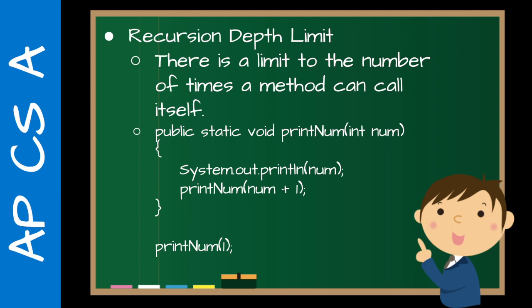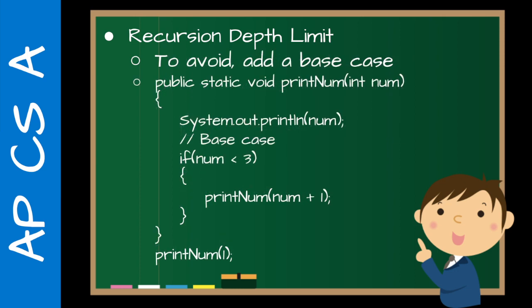So here's an example of a problem that will hit the recursion depth limit. You'll see public static void printNum(int num). So we print the number, and then we call the function again, but with num plus 1. So let's say we print 0, 1, 2, 3. And then here's the method call. You can see it's just going to keep going. The number's going to keep going up and up and up, because there's no way for this to stop. Because there's no, what we call, base case.